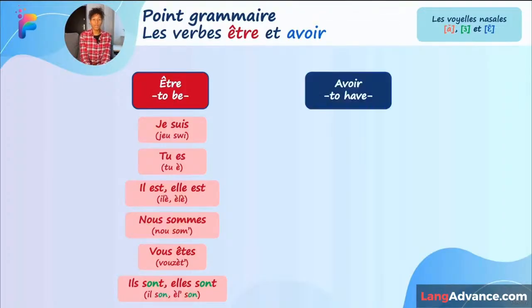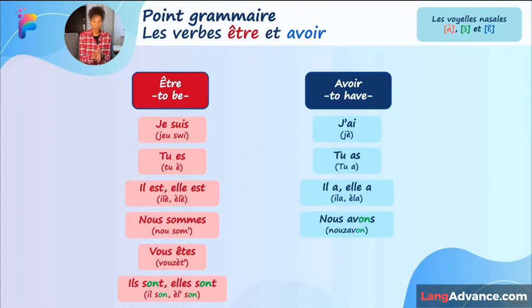Now let's have a look at avoir. To have. J'ai. I have. Tu as. You have. Il a. Elle a. He has. She has. Nous avons. We have. Vous avez. You have. Ils ont. Elles ont. They have. One more time.